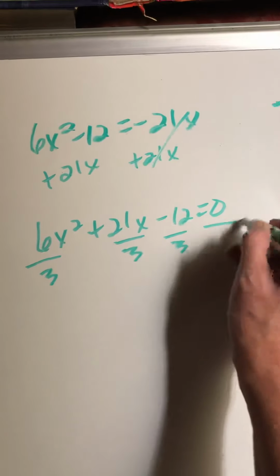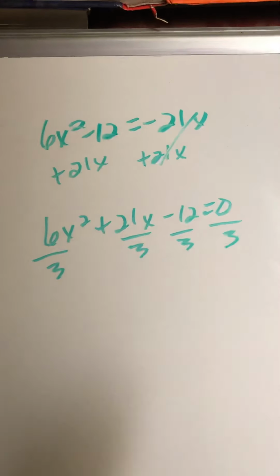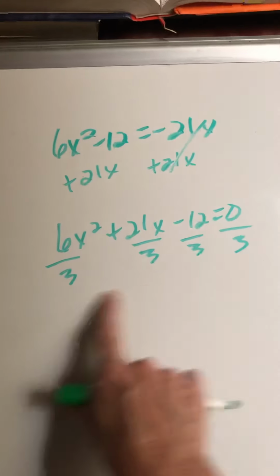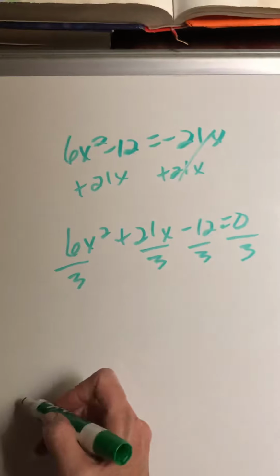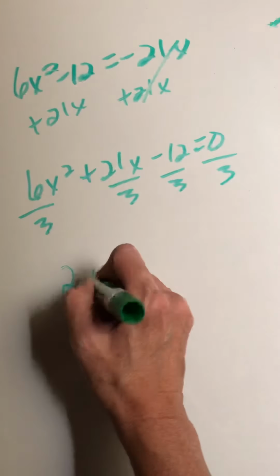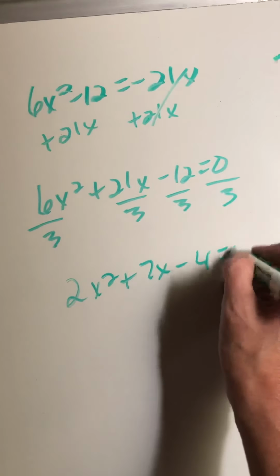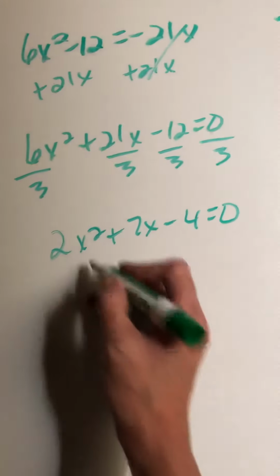So at least what that would do, and notice I divide the 0 by 3 as well so I can get rid of it. Because if I just take it out of these, then I've got to leave it on the outside like we would do when we just factor, okay? So 2x squared plus 7x minus 4 equals 0. That's a little easier to factor.